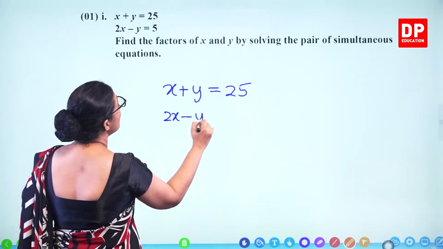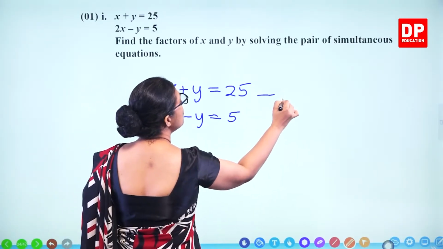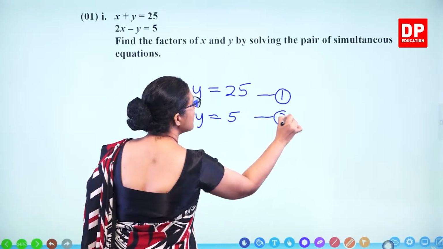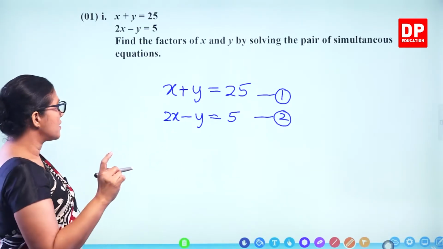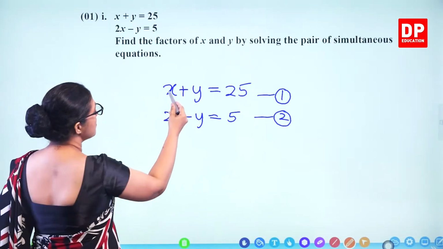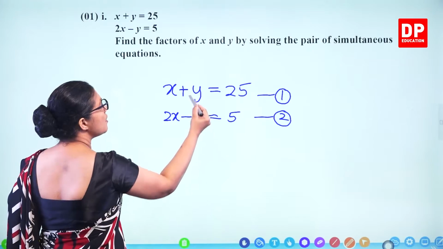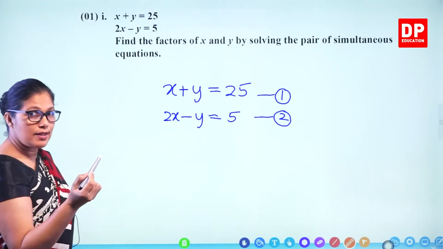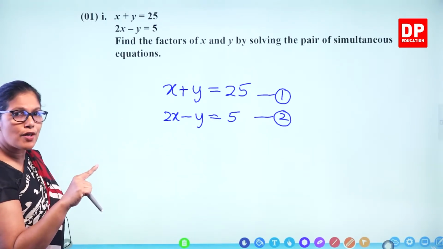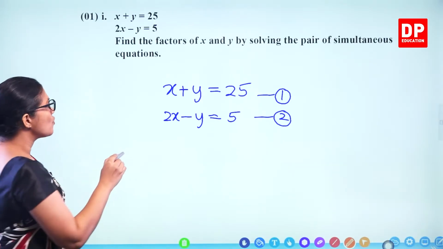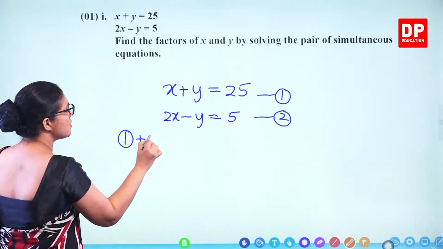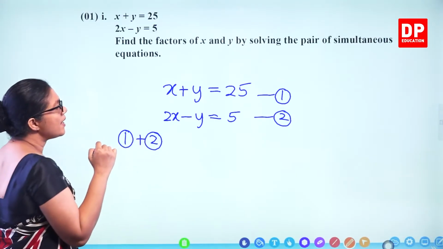X minus y equals 5. So when you have two equations, what you look at? You have to look at the coefficients. Now x, the coefficients are not equal, but in y, coefficients are equal. Then look at the sign. One is positive and one is negative. So when you add the two equations, the variable y get cancelled out.